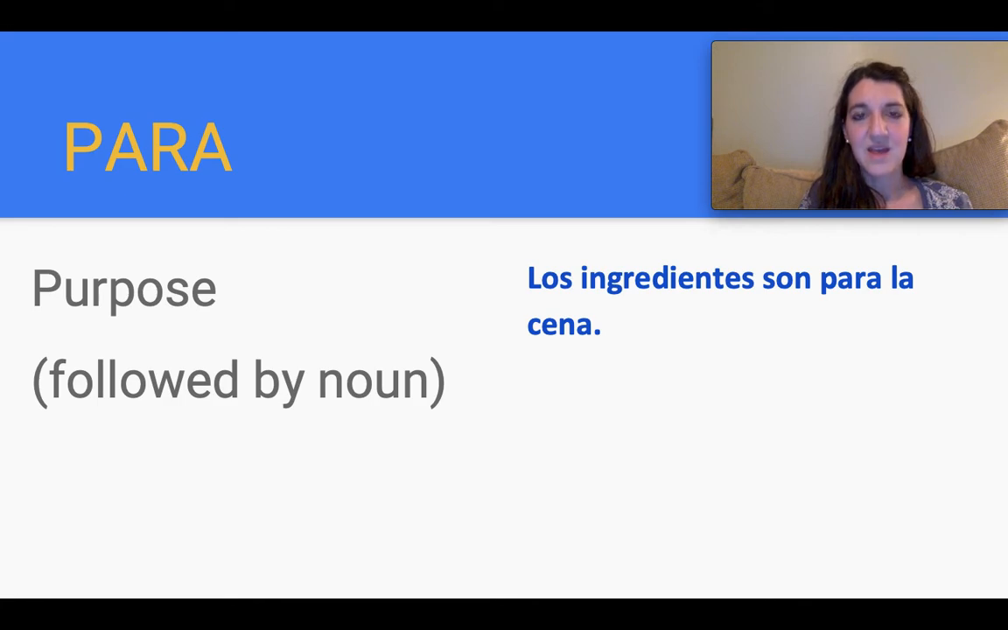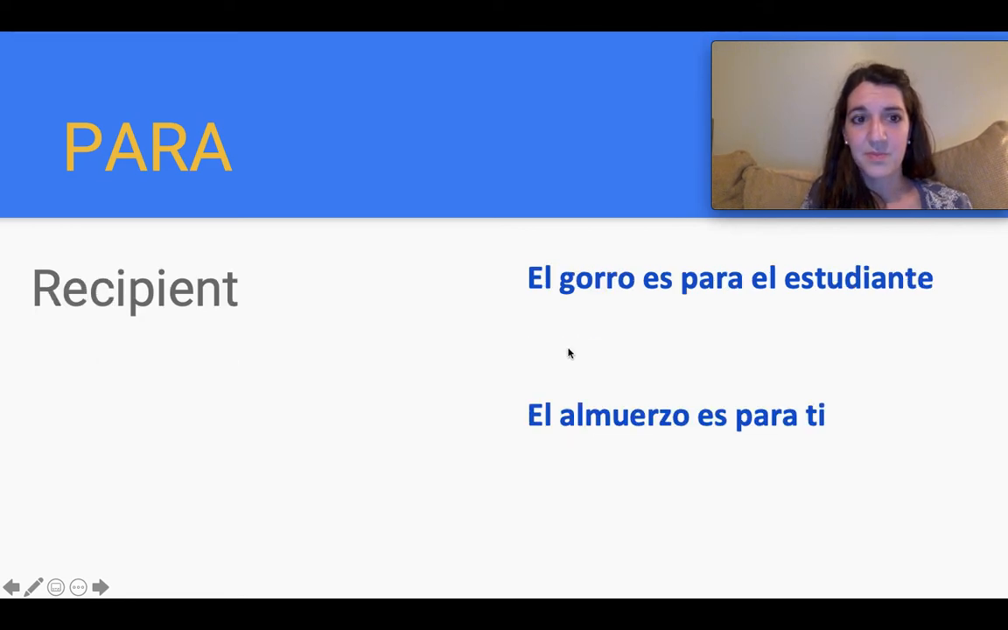Purpose. Okay, this one gets slightly tricky because you're already thinking of the word por with reason, and purpose and reason sometimes seem similar. But if it's followed by a noun, so look at this example, the ingredients are for the dinner. The purpose of the ingredients is because of the dinner, right? And this thing right here, this dinner, is a noun. You'll also use para if it's for someone, if it's a recipient. So the cap is for the student, the lunch is for you. It's going to be para if you can see who it is for.